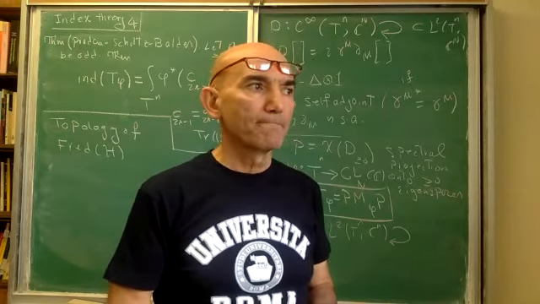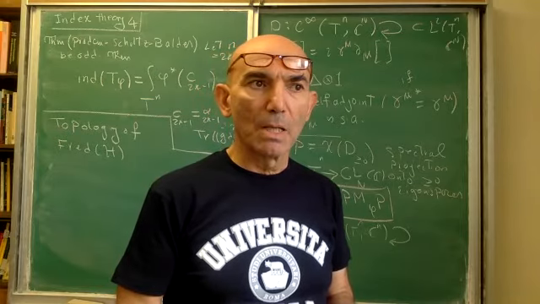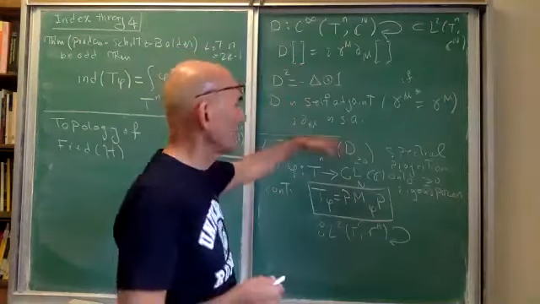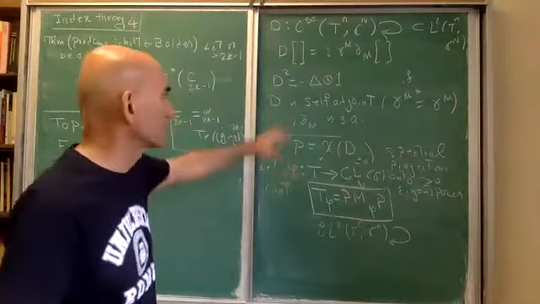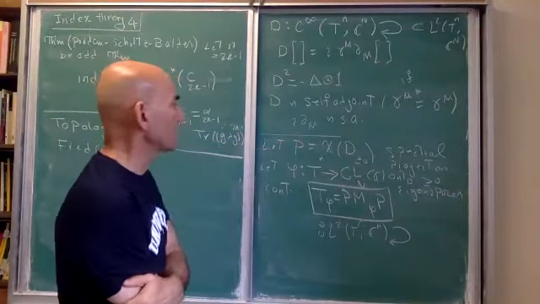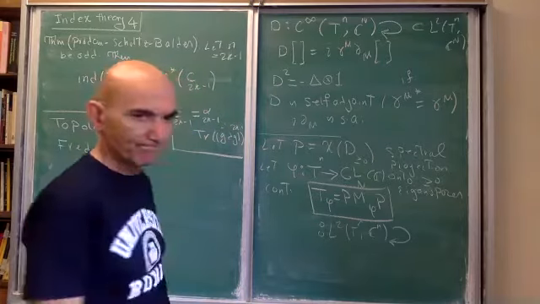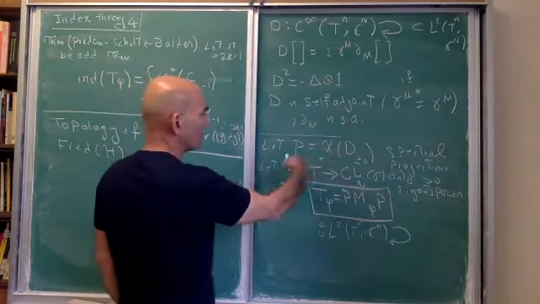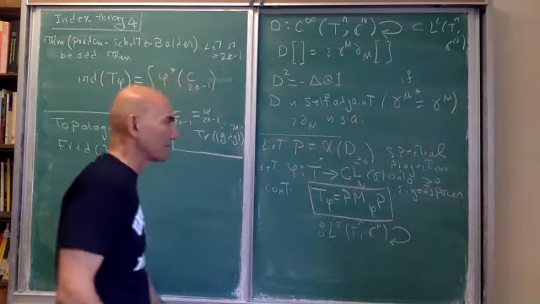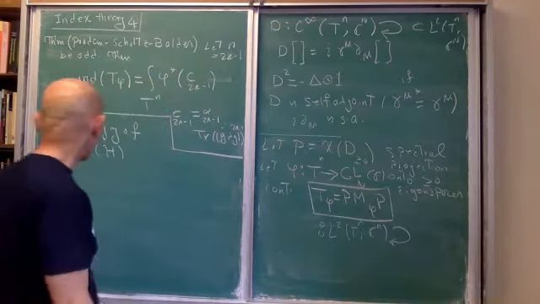Sorry, Masood, just before you proceed, can you comment on what happens in the even case? Oh, it's zero. The index in the even case is zero. It's not interesting. That's a good question. In this case, we don't get anything interesting. The index is zero. You may enjoy yourself actually proving that the index in that case is zero. It's not difficult.